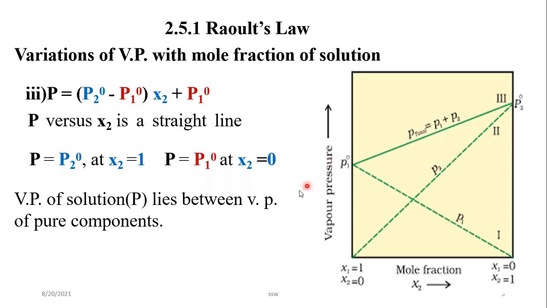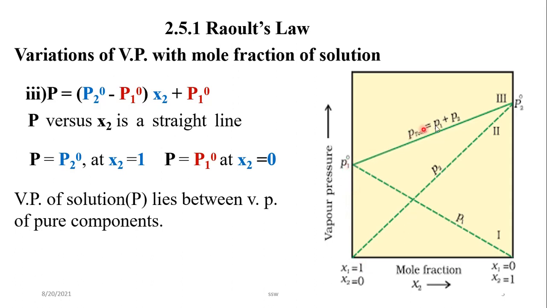And when x2 is equal to 0, what is the mole fraction? It is 0. The second component x2 is equal to 0. And if you substitute the value x2 equal to 0, then this whole quantity becomes 0, and therefore in such a case P is equal to P1 0. So when x2 is equal to 0, the vapor pressure of the solution is equal to P1 0. So when x2 is equal to 1, the vapor pressure of the solution is P2 0, and when x2 is equal to 0, the vapor pressure of the solution is P1 0.